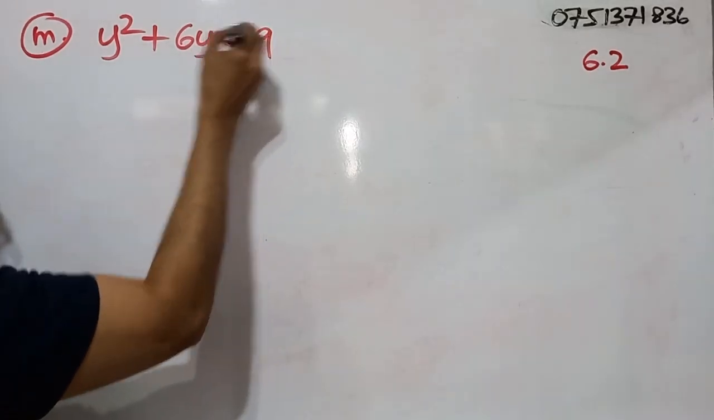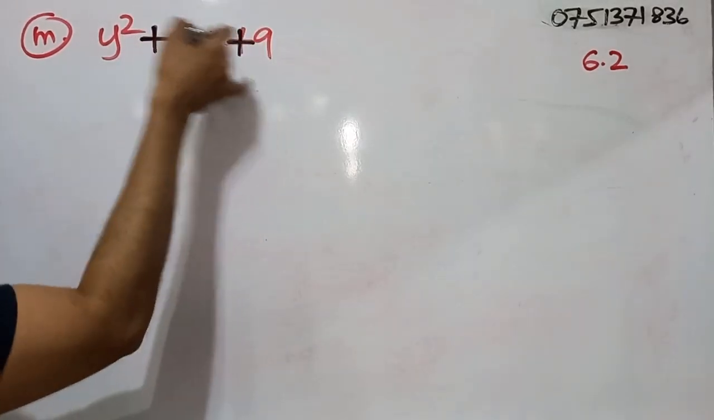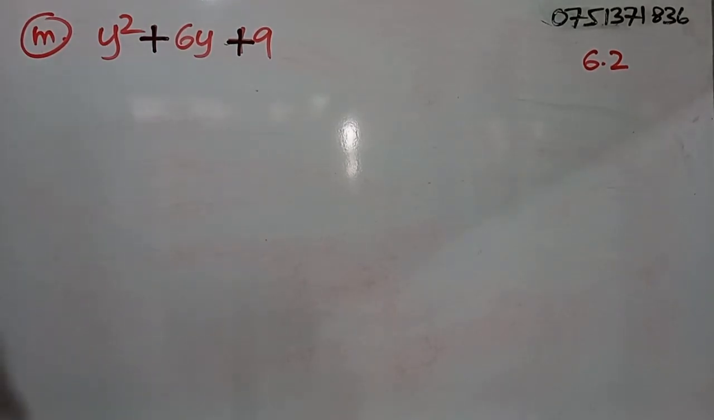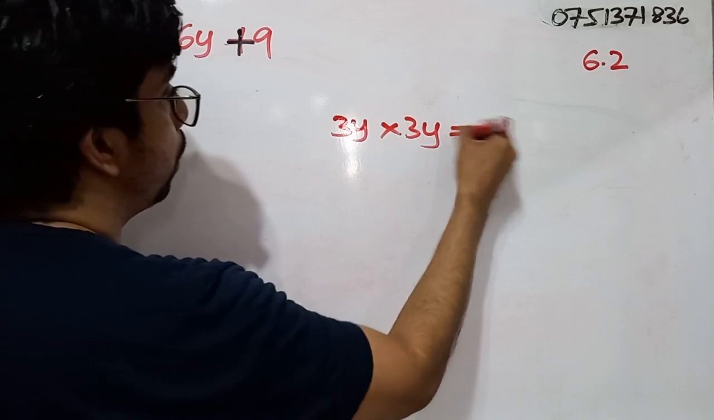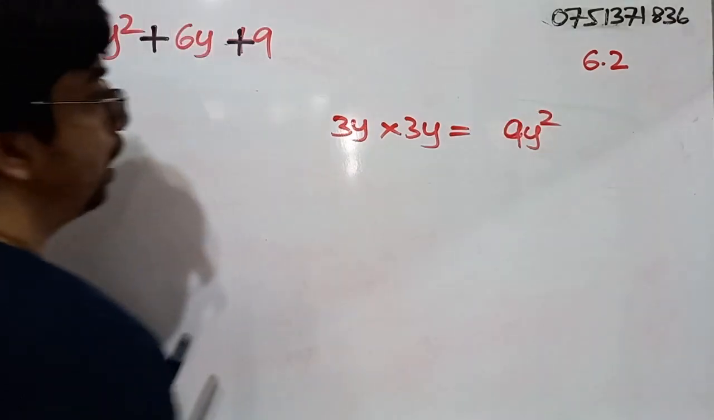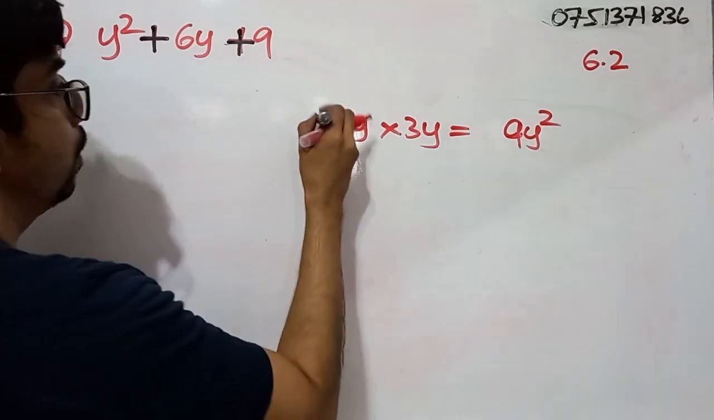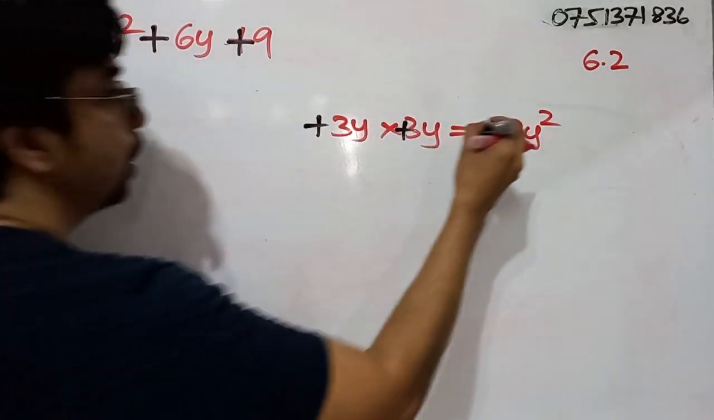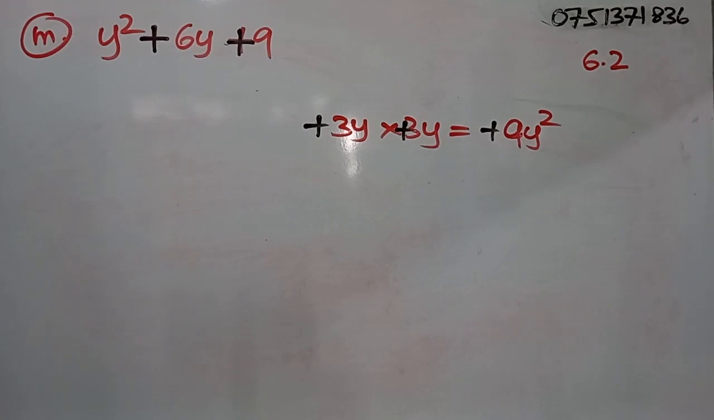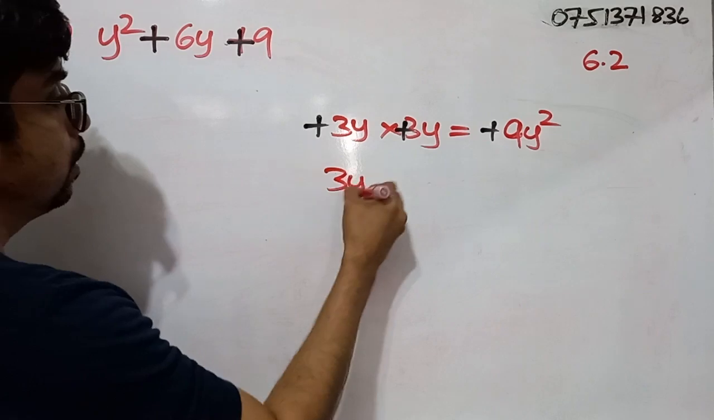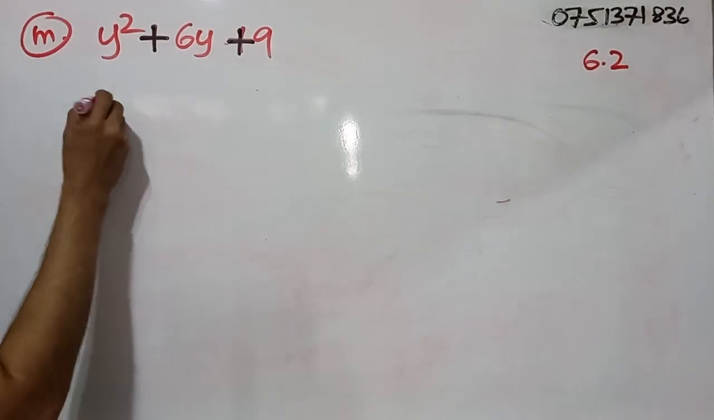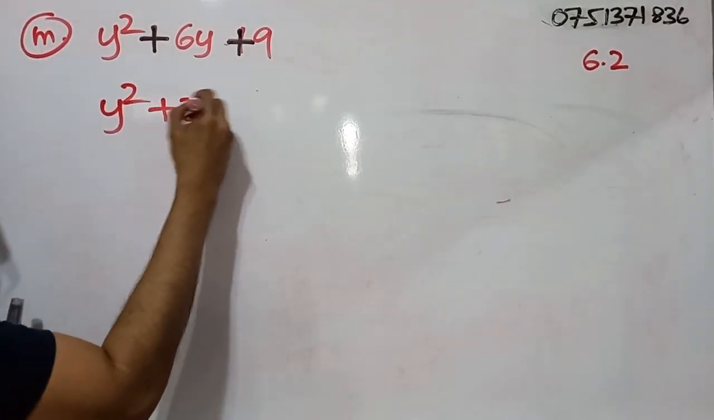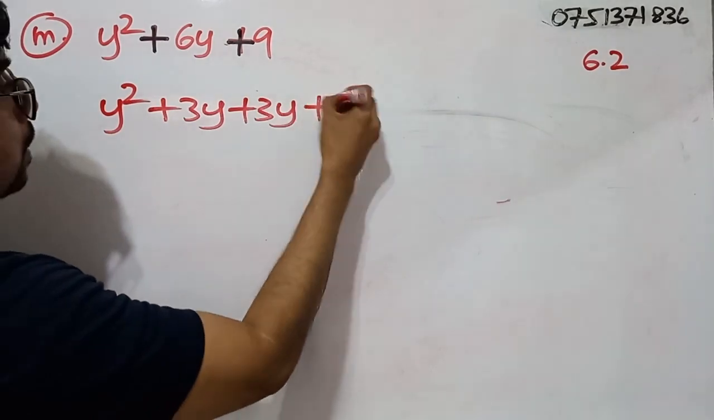So here, this is positive, or we can say plus and plus, right? So what are the two factors? 3 and 3, no? So 3y into 3y, what do we get? 9y squared. This is plus, this is plus. That means both of these should be what? Positive. So the outcome is also what? Positive. When we add the two terms, we will be getting what? The middle term, in this case, 6y. So y squared plus 3y plus 3y plus 9.